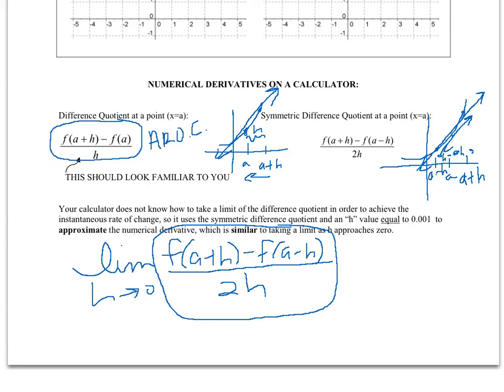Because your calculator can't do limits, instead of doing the limit as h approaches 0, it's just going to use h with a value of 0.001, which is so close to taking a limit as h approaches 0 that it's a pretty good approximation. So this is how your calculator actually finds the derivative if you give it an x value, and we'll talk about this in class more.